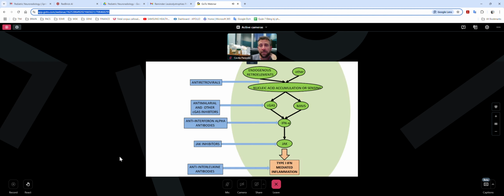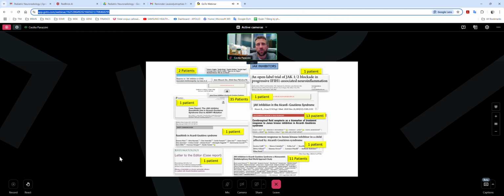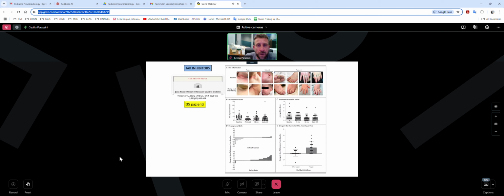There are some treatments that are under study for this condition. The two major ones are antiretrovirals and JAK inhibitors. Particularly, JAK inhibitors are those for which we have had the longest experience. The most important publication is this one that shows the results of a clinical trial that has been conducted on 35 patients, and which demonstrated a significant efficacy on extraneurological signs.